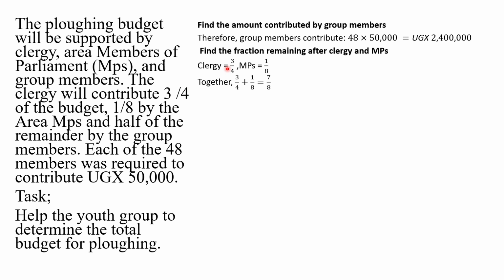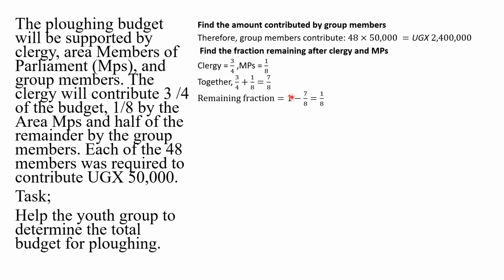Here, Color G contributed 3/4, then MPs 1 out of 8. So together, which fraction did they contribute? When you add these two fractions, you get the answer as 7 out of 8. But we want to find the fraction remaining after Color G and MPs. Remember, for the case of group members, they are saying they have to contribute a half of the remainder, but the remainder you don't know after Color G and MPs. So now we shall get the total fraction, which is 1 minus 7 out of 8.